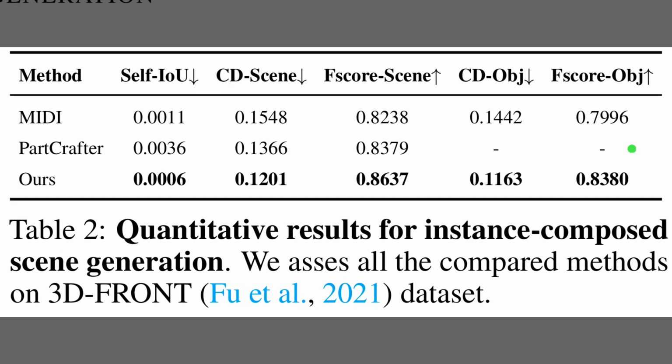Alright, while Table 1 focused on single objects, Table 2 reports instance-composed scene quality on the three-dimensional front dataset. The columns list self-intersection over union, scene-level chamfer distance and F-score, and object-level chamfer distance and F-score. Lower self-intersection over union and chamfer distance mean fewer overlaps and closer geometry, while higher F-score means better reconstruction. The MoCA row achieves the lowest self-intersection over union and scene chamfer distance and the highest scene F-score, and it also leads on object-level metrics where they are available, beating both MIDI and PartCrafter.